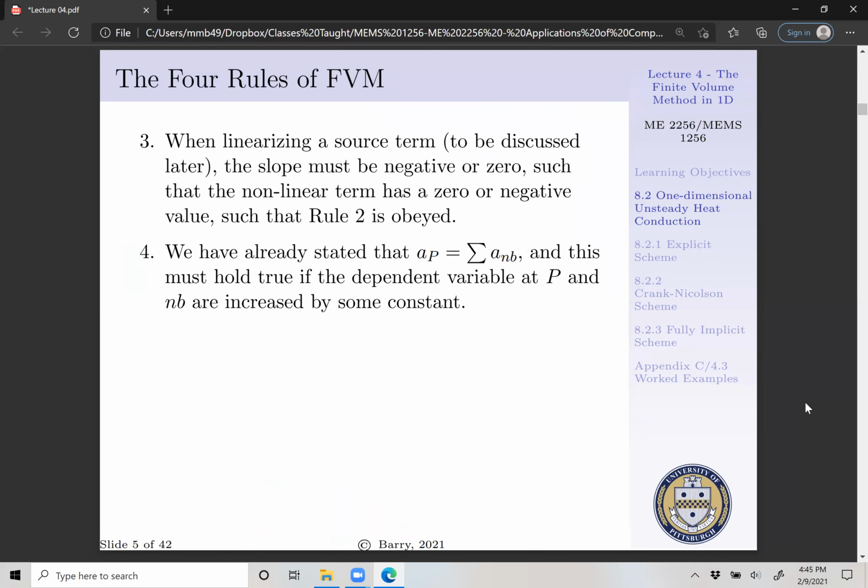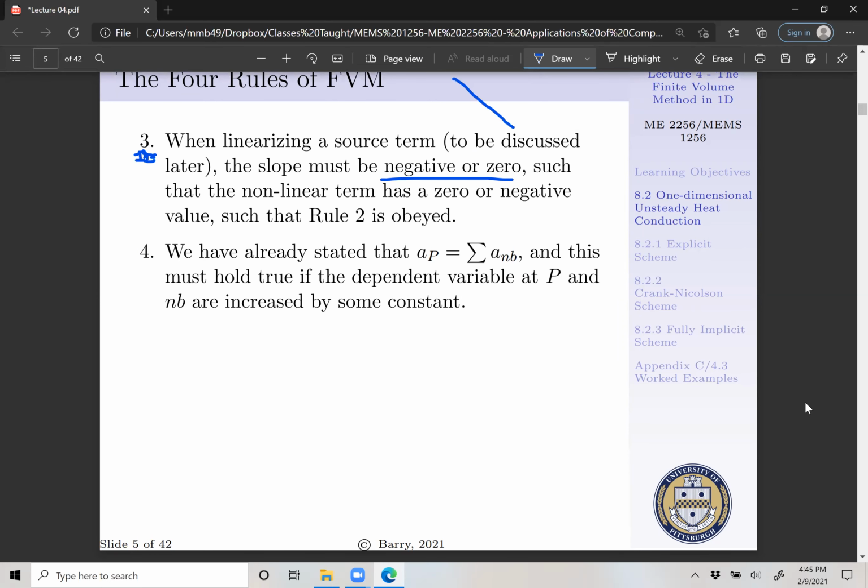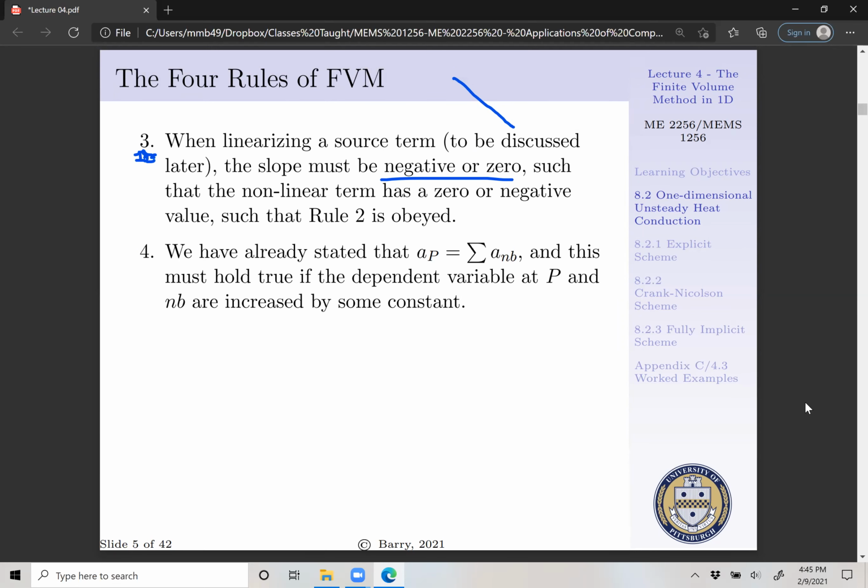The third one is when we begin to talk about source terms, and especially nonlinear source terms. And we're not there yet, so just place this one at the back of your mind, and we'll reference it later in the course. But when we have a nonlinear source term, we have to go through the process of linearizing it. And when we do this, the slope of this should be negative or zero, that we'd have a decreasing slope. And this is really hard to explain without us getting into source term linearization right now. So keep it in the back of your mind.